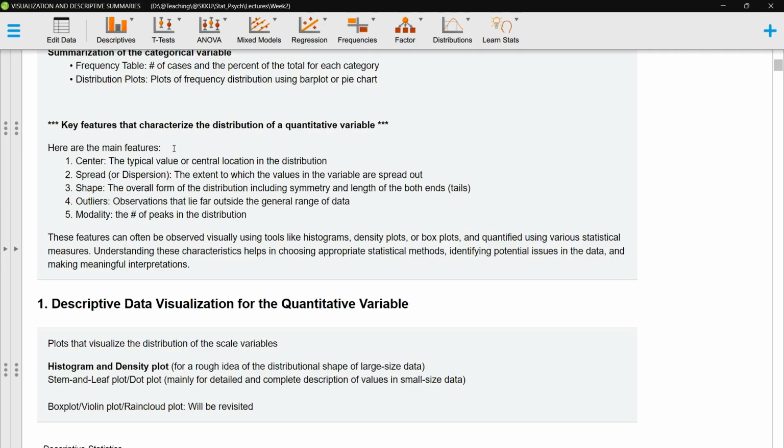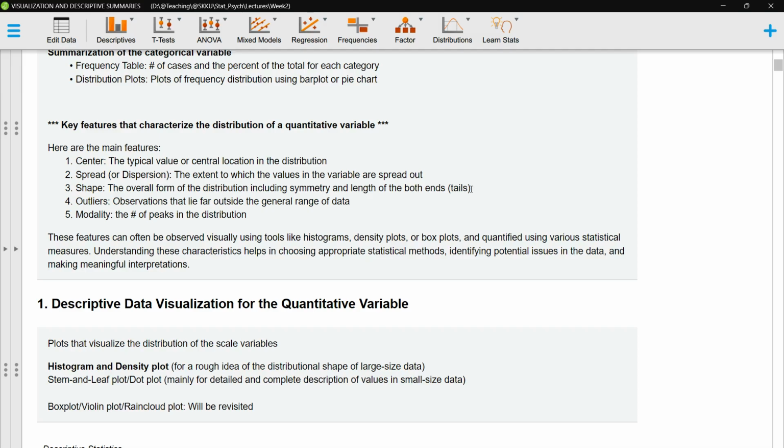So here are the main features. To understand the characteristics of a quantitative variable, we need to look at these features. The first one is the central location, the typical value in the distribution. The second important feature is the spread or dispersion, the extent to which the values in the variable are spread out. And the third one is the shape of the distribution, the overall form of the distribution, including symmetry and the length of the tails, like both ends.